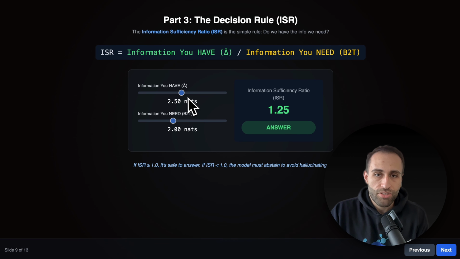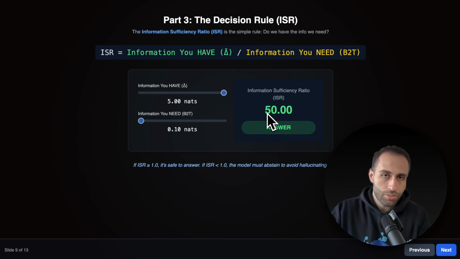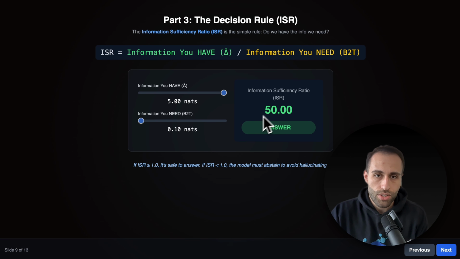So it's very simple. If the information that I have is pretty high and the information that I need is pretty low because I have everything, look at that. The ISR is well above 1, so the answer is correct, ideal, no hallucination. But if I just flip the scenario, look at this. It goes pretty low.